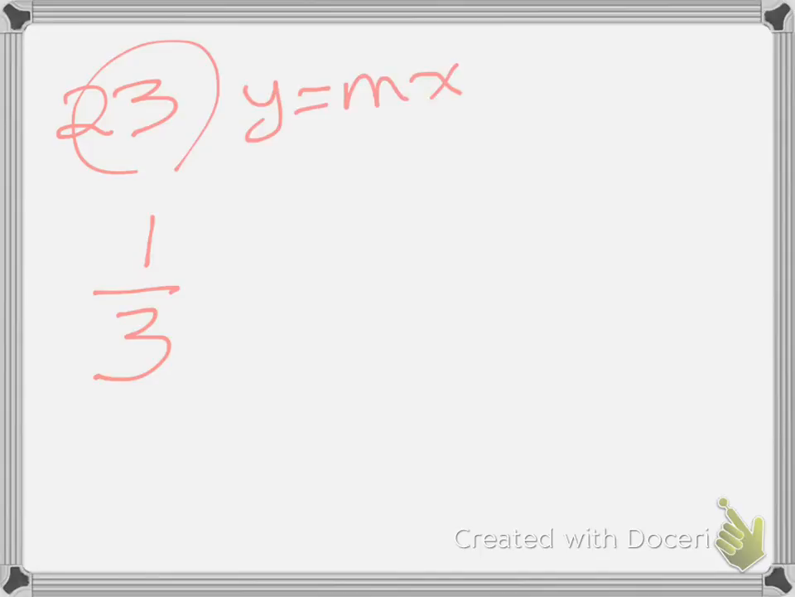Number 23 asks if line 1 and line 2 are parallel, perpendicular, or neither. You'd have to look at 1/3 as the slope here. Okay, so for line 1, how do I know that? Because of y = mx + b. And then in line 2, the slope is 3.